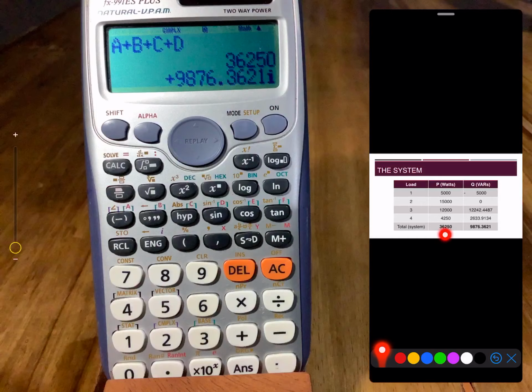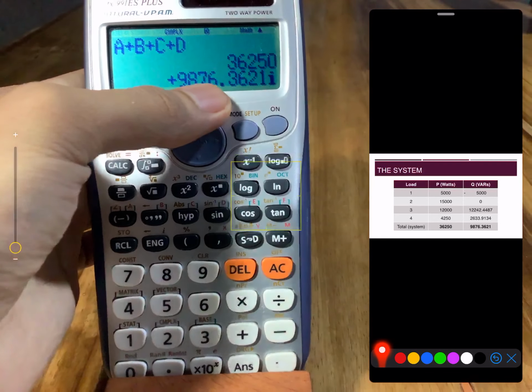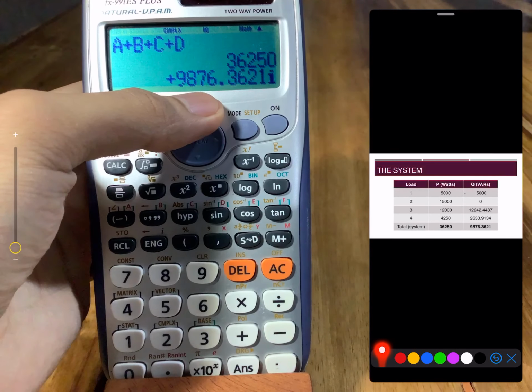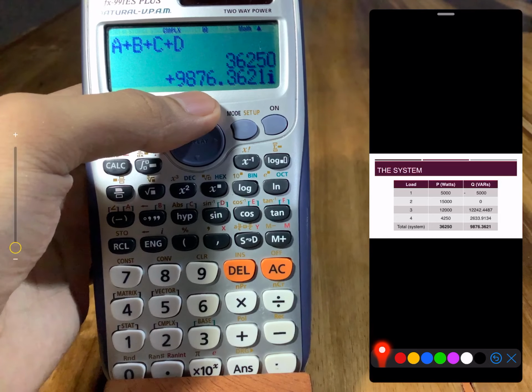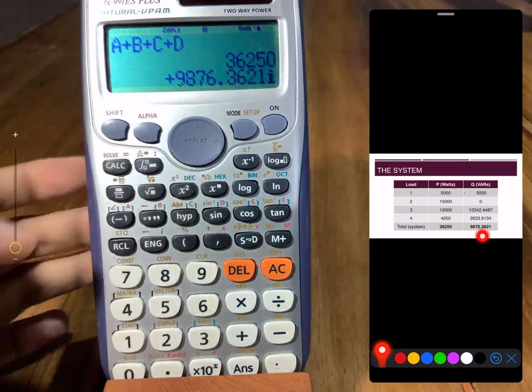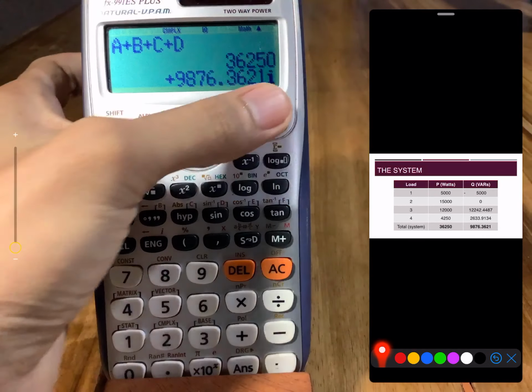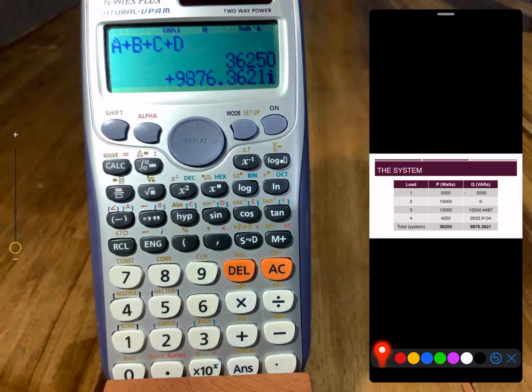So this is the real part, and 9,876 rather, 0.3621 for the imaginary part. So this is now the total power of the system in terms of, in this case, rectangular form.